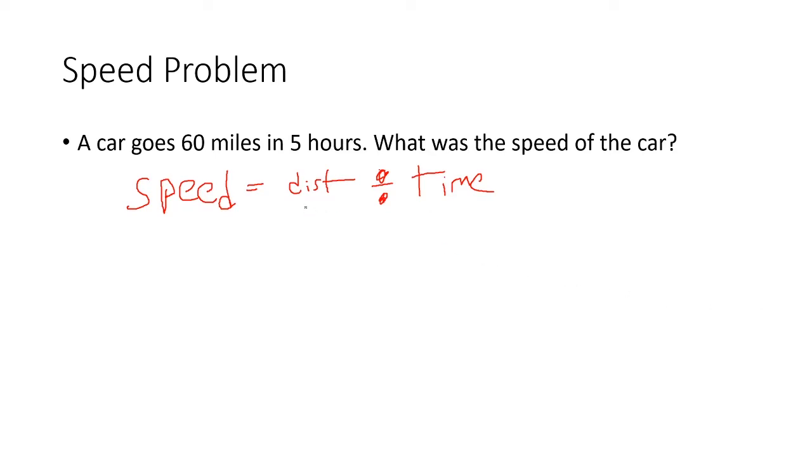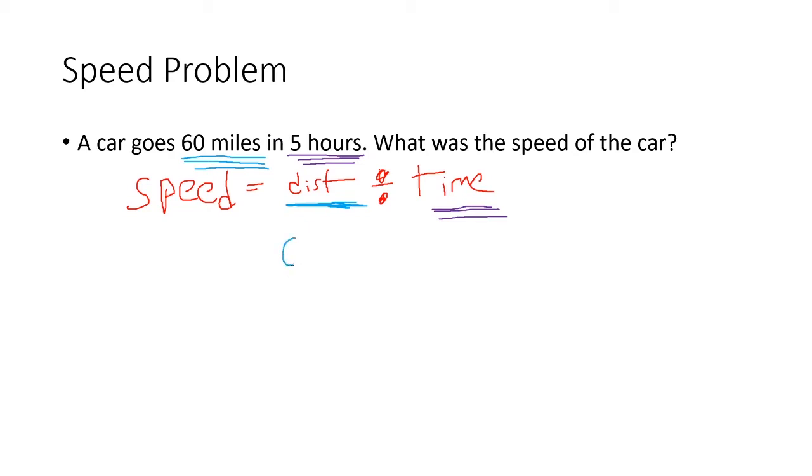So first things first, when we have a formula like this, we want to find our pieces. The pieces of our formula here are our distance, which I just wrote dist because I'm lazy, and our time. So first, let's look for our distance. Well, our distance traveled is 60 miles. That's the first piece. Now our second piece: time. What is our time that we traveled? Well, our time is 5 hours. So now, since we know it's distance divided by time, it is going to be 60 miles, which is our distance, divided by 5 hours, which is our time.